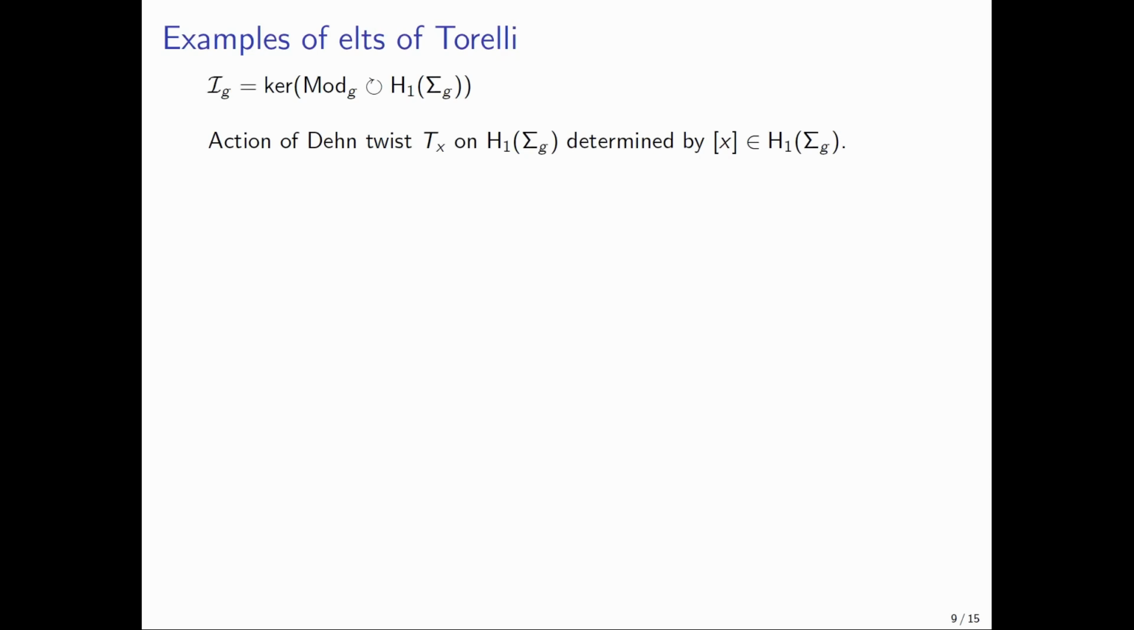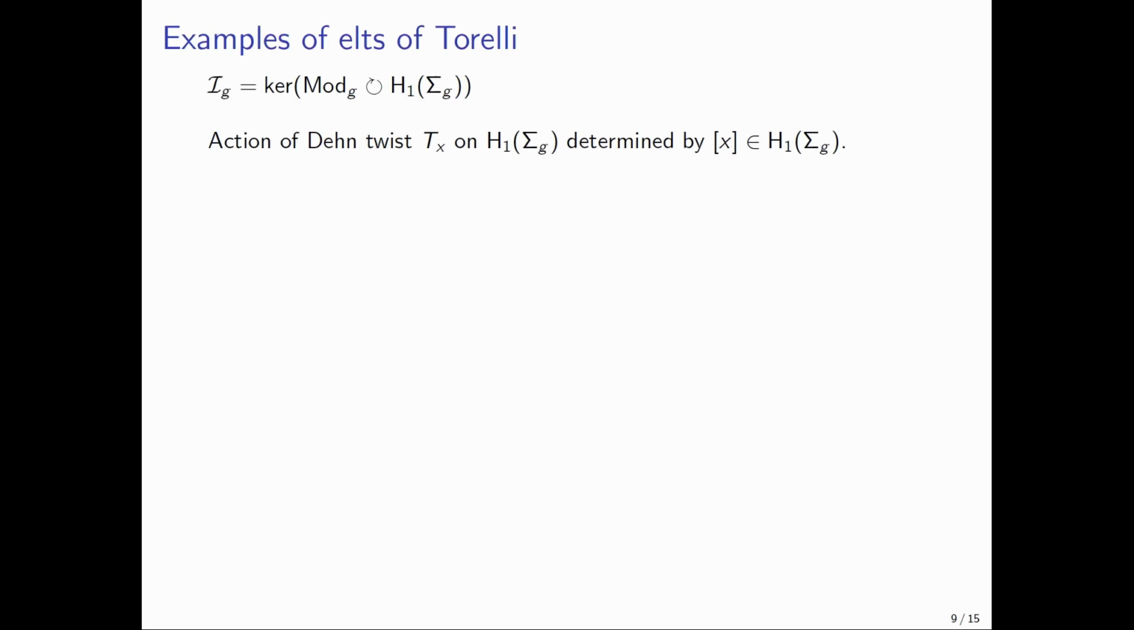So let's see here. Here's our surface. Here is the curve X. And if we Dehn twist about X, well, what happens? Well, it's kind of hard. The surface just goes back to itself. So I've drawn a complete picture, but maybe not the most enlightening picture.